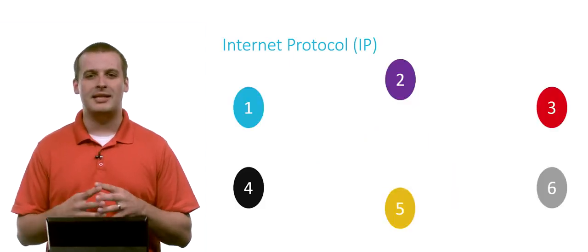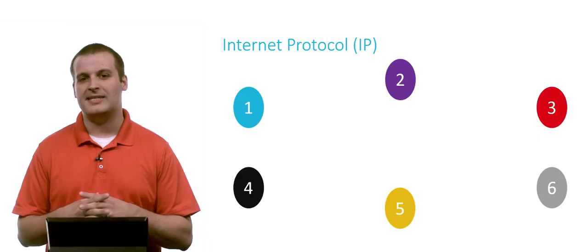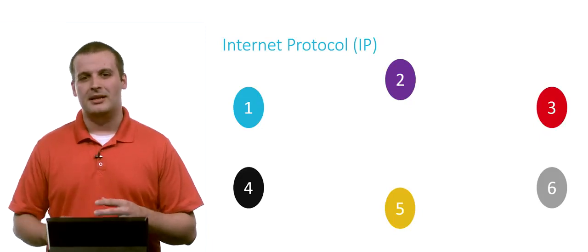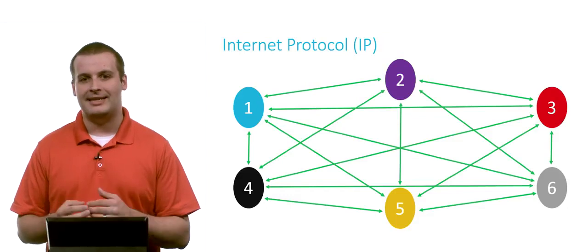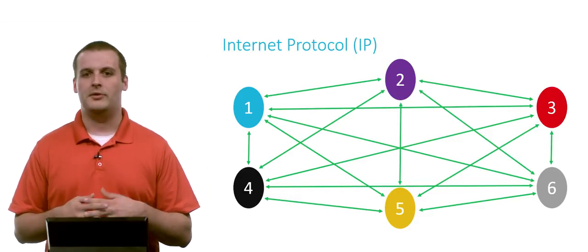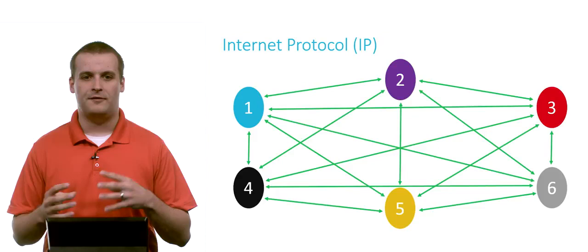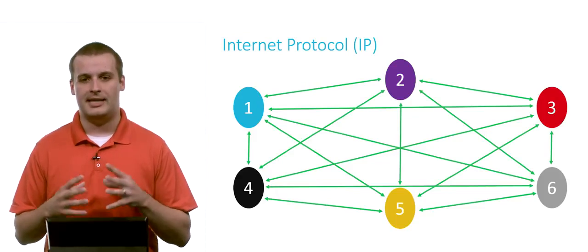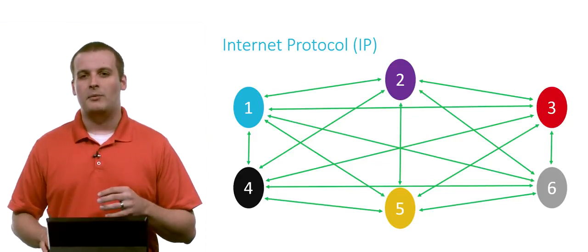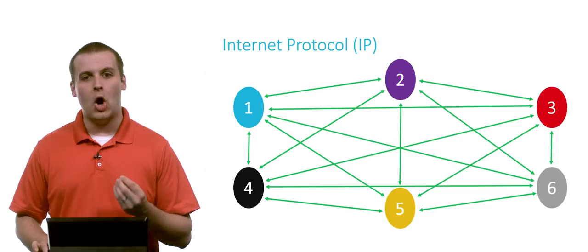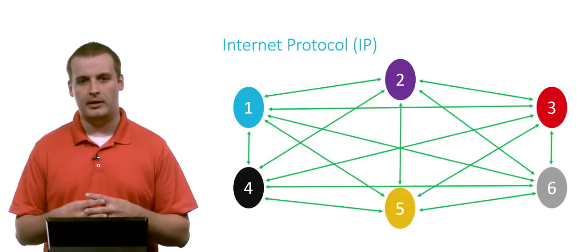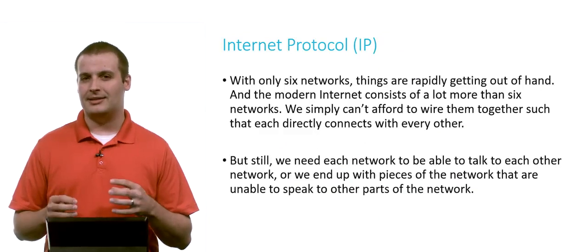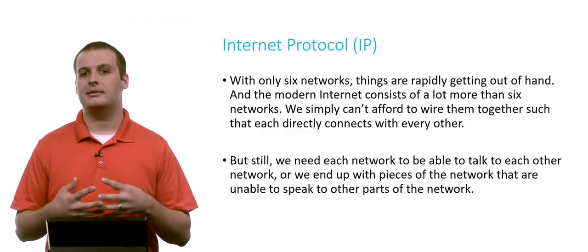But as the image gets a little bigger, let's now imagine we have 6 different networks. Now we have something like this for every network to be connected to every other network. And if you look, every network has 5 arrows connected to it. So everything is connected to every other network. But we only have 6 networks here. And already, look at how much wiring we have to employ, right? And the internet consists of a lot more than 6 networks.